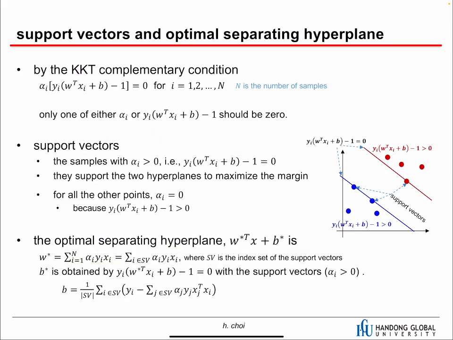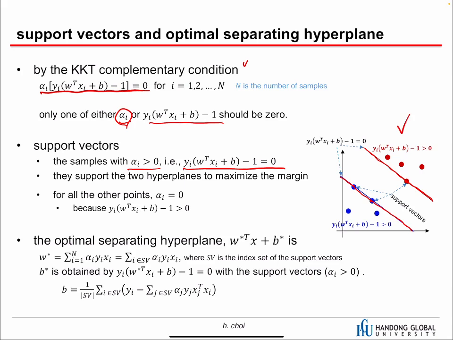So now, by the KKT complementary condition, this should be 0. And only one of either alpha i or this one should be 0. So when alpha i is non-zero, so if it is positive, then this one should be 0. Which means only when alpha i is positive do we have the points on this line or this line. When alpha i is positive, the samples are on these two boundary lines. Okay, so we call them support vectors. They actually support the classification boundaries, so we call them support vectors.